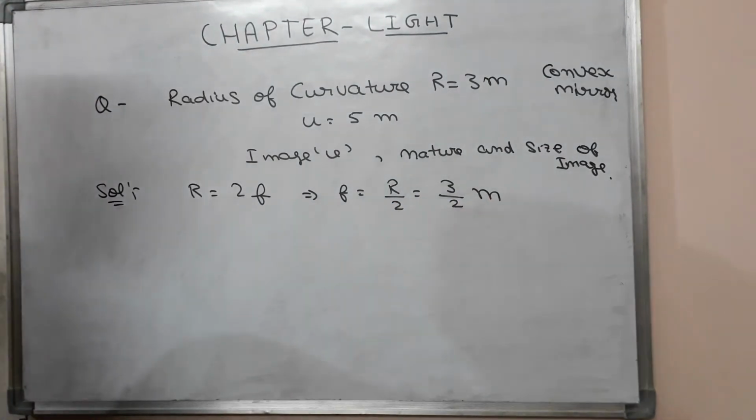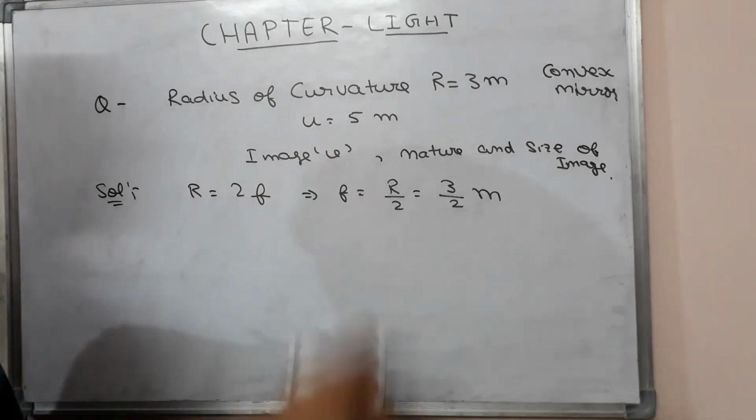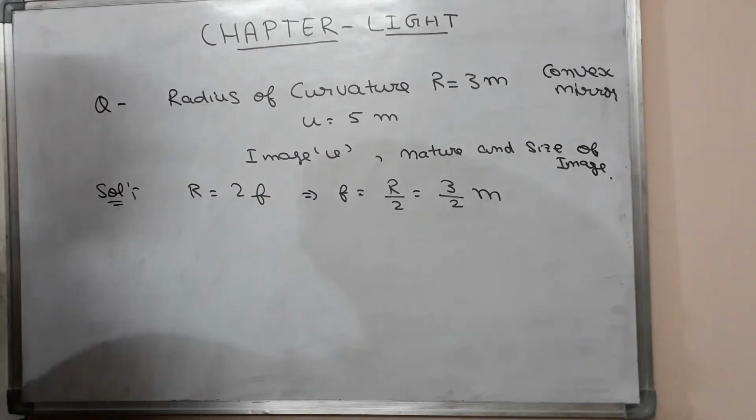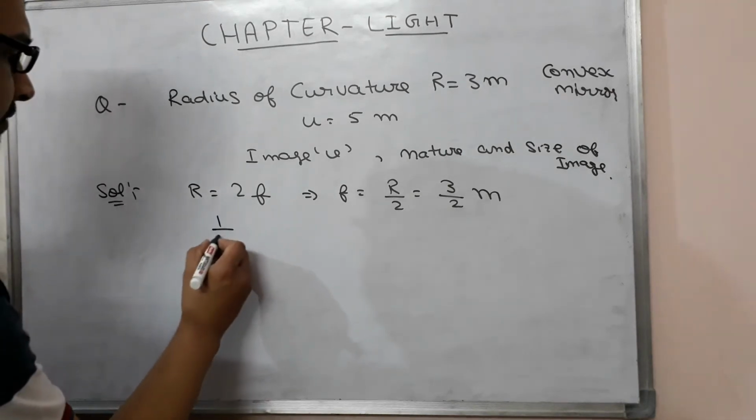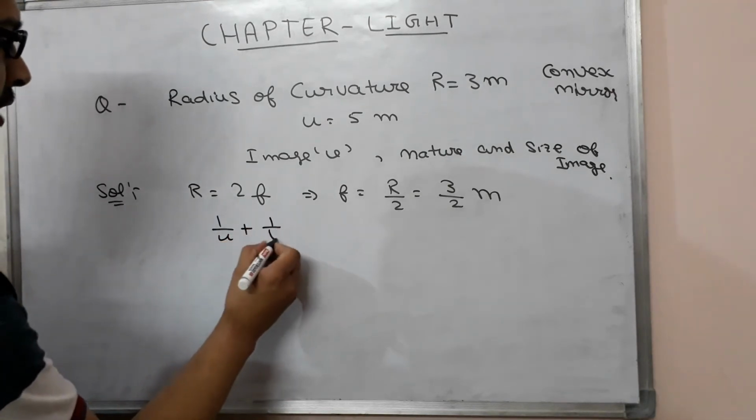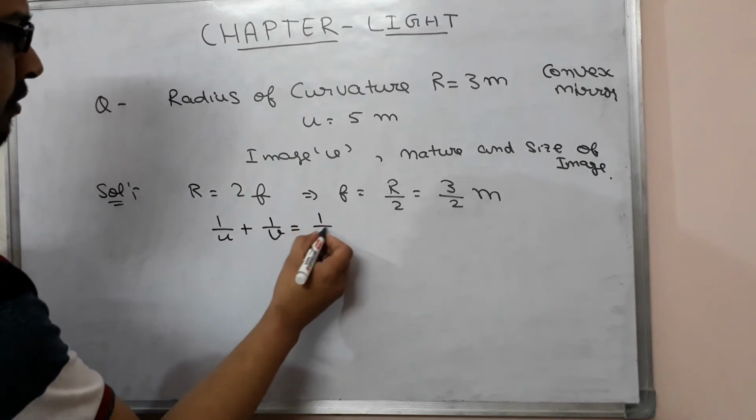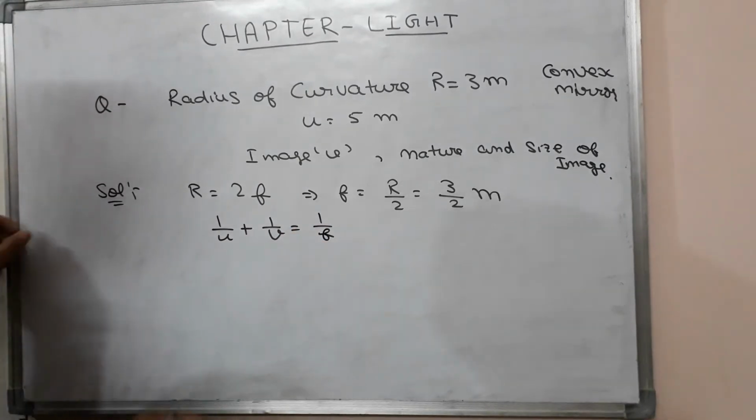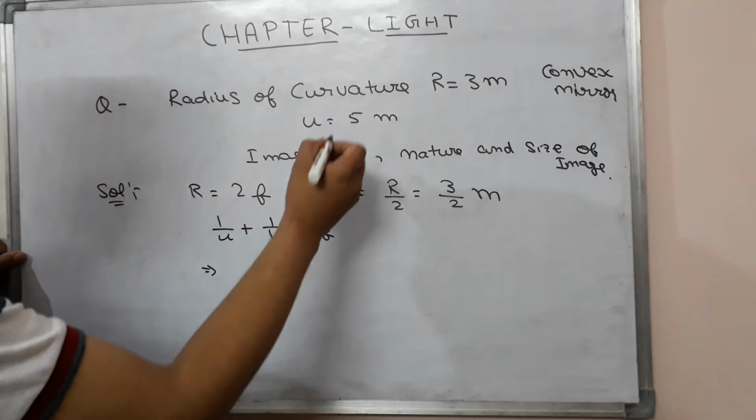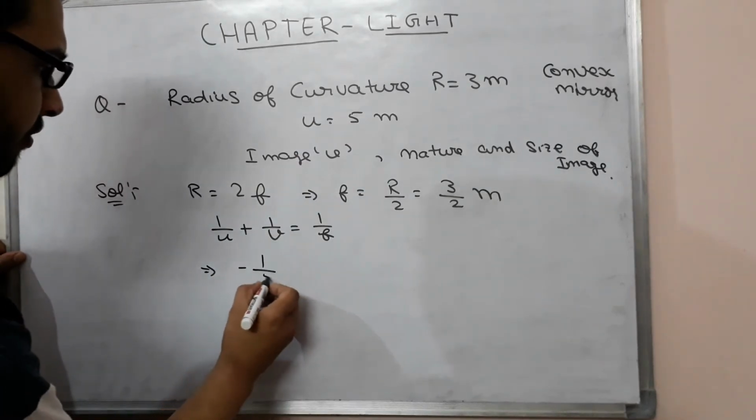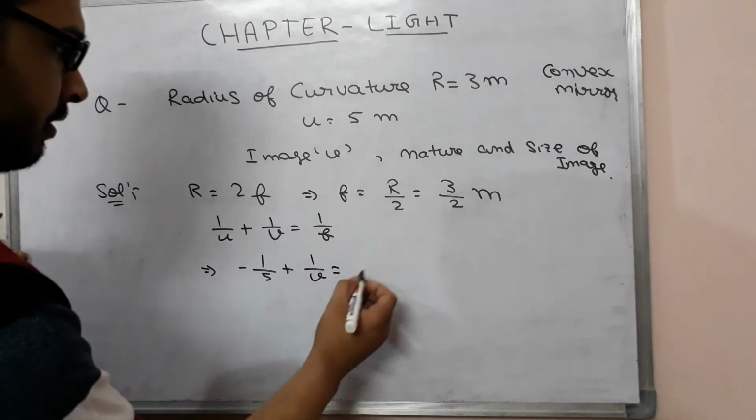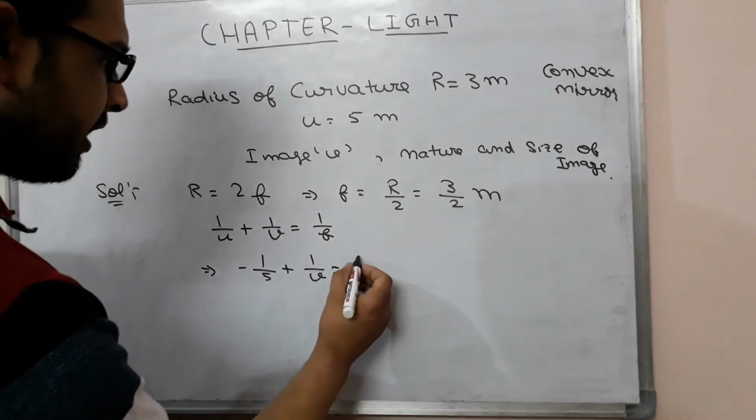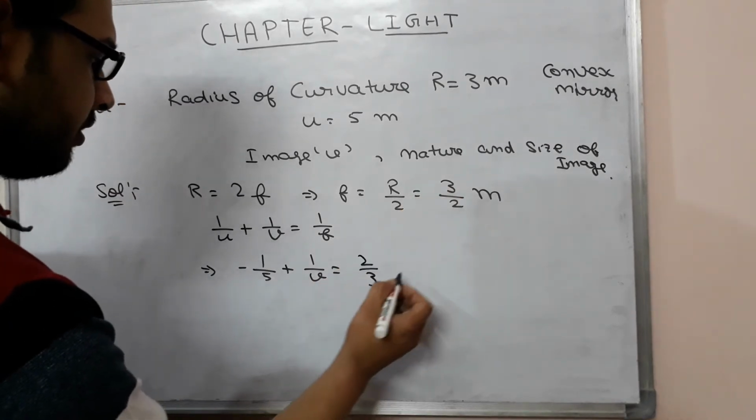Now we have to calculate v and the nature and the size of the image. Size means magnification. We know the mirror formula is 1 upon v plus 1 upon u is equal to 1 upon f. Now we know the value of u, that is -1 upon 5. We have to calculate v. Focal length is 3/2, so we can write it as 2/3.